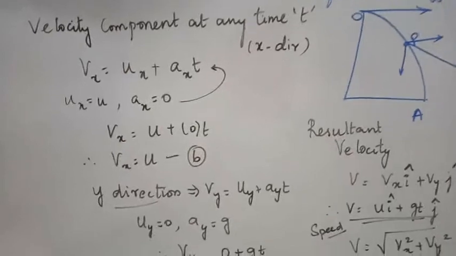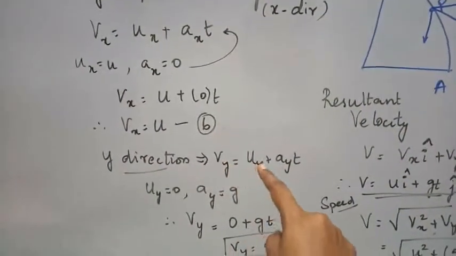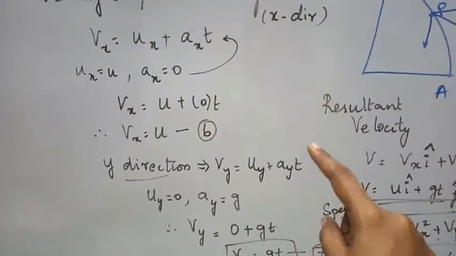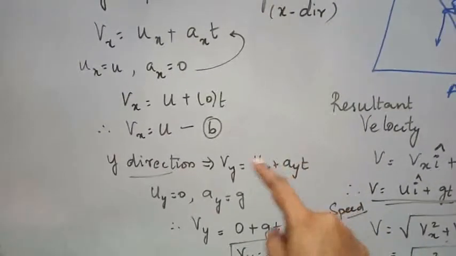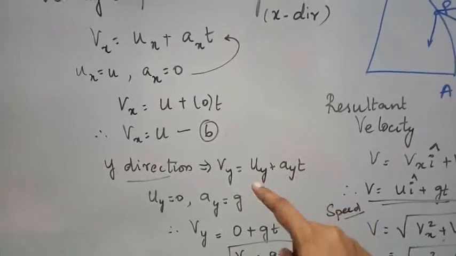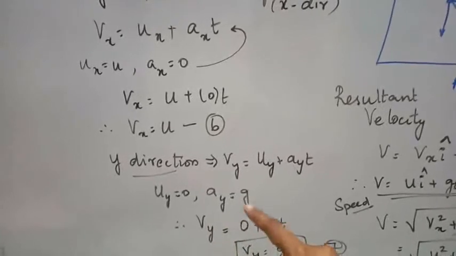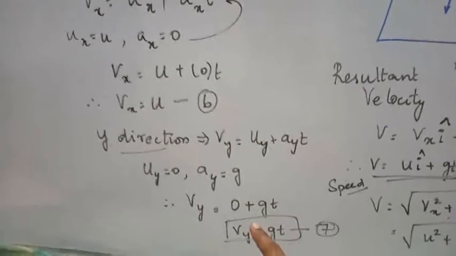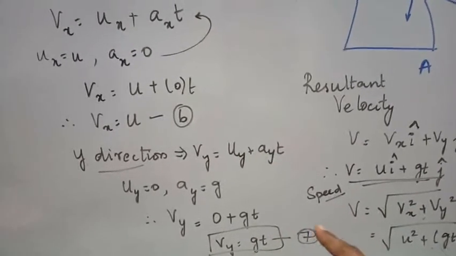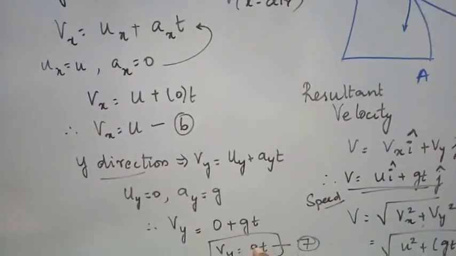Let it be equation number 6. Now in the y direction, instead of x, write it as y there. So Vy equal to uy plus ay into t. And we know in the y direction, the initial velocity u is 0 and a is always acceleration due to gravity g. Substitute here. Vy equal to 0 plus g into t. Then Vy equal to simply gt. This is equation number 7. So now we have got for the velocity the x value and y value.